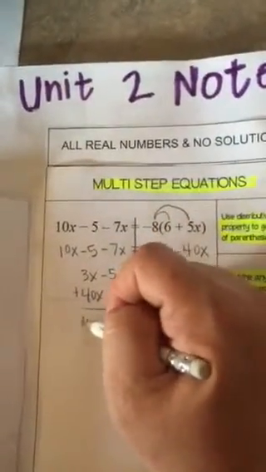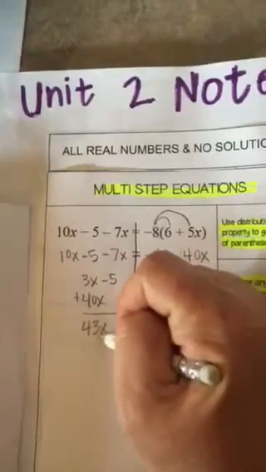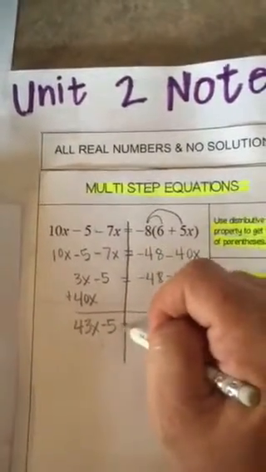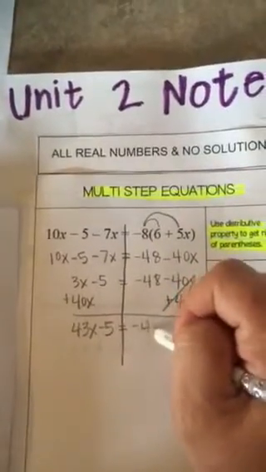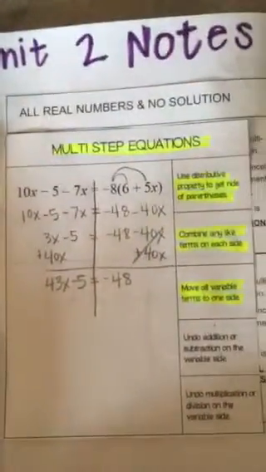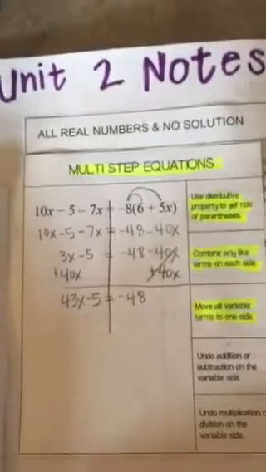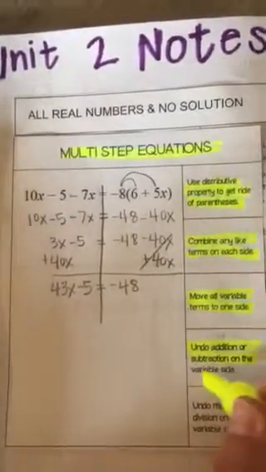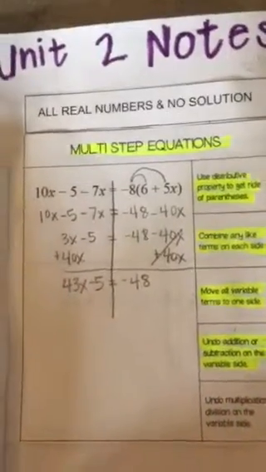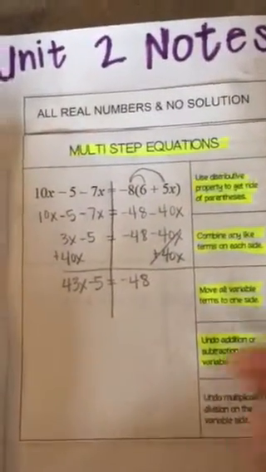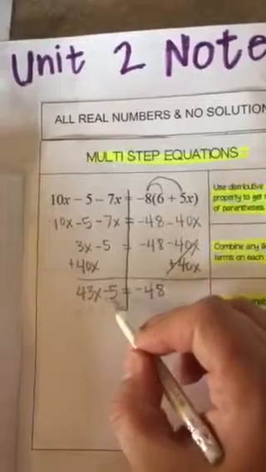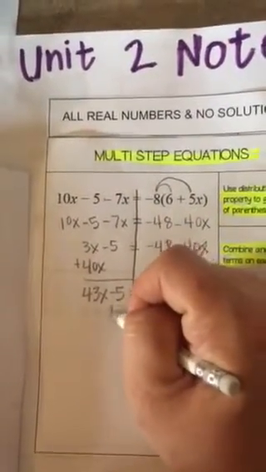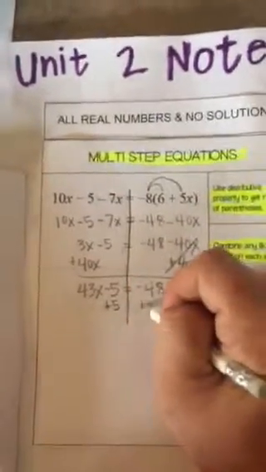3x plus 40x is 43x minus 5 equals -48. So now all my variables are on one side. The next thing I need to do is undo the addition or subtraction on the variable side. So now we're kind of getting down to the easy part. Here's my subtraction on the variable side. Here's my variable. So to undo that -5, I'm going to add 5 to both sides.